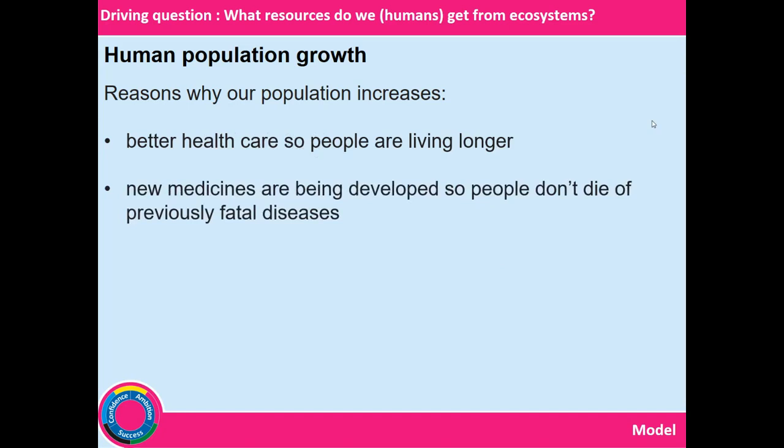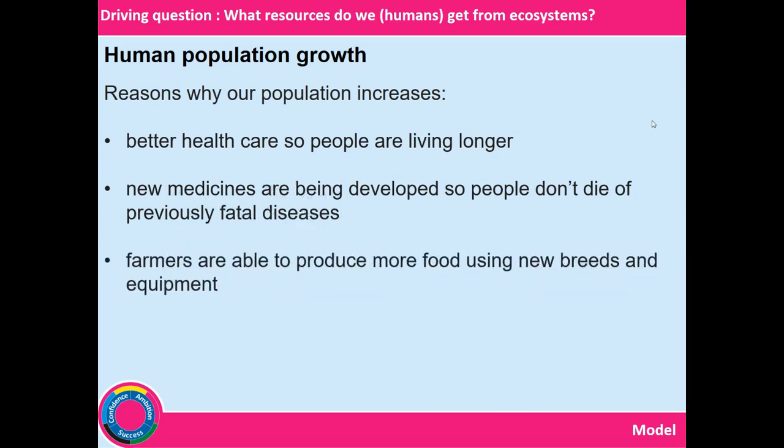The second reason is we're developing new medicines, so we don't die from fatal diseases as people used to before. Remember those plagues that have happened, the Spanish flu and all of those things. A lot of people died from some of those things, but now we have cures for them, and so they don't kill us anymore.